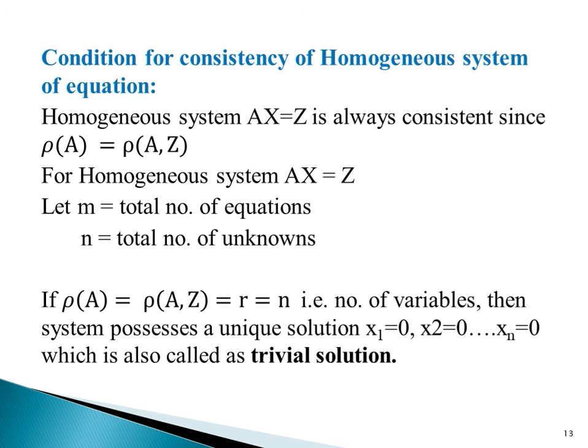If rank of A equal to rank of AZ equal to R, which is equal to N, that is the total number of unknowns or total number of variables, then the system possesses a unique solution x1 equal to 0, x2 equal to 0 up to xn equal to 0. Okay, which is also called a trivial solution. Clear? If rank of A equal to rank of AZ, which is equal to R, which is also equal to the total number of variables, then the consistent system has a trivial solution, which is given by x1, x2, x3 up to xn, which are all 0. Clear?